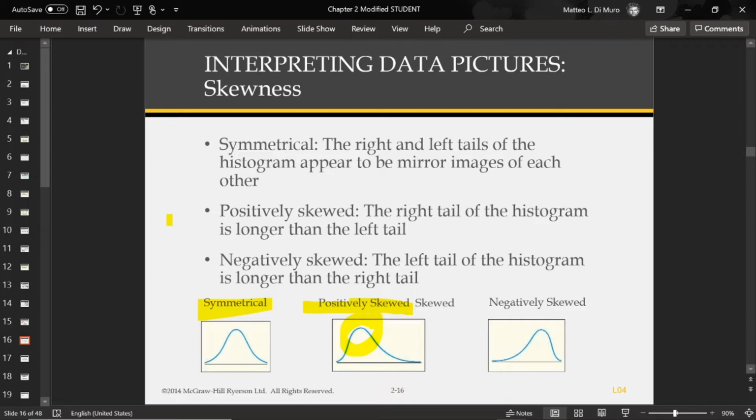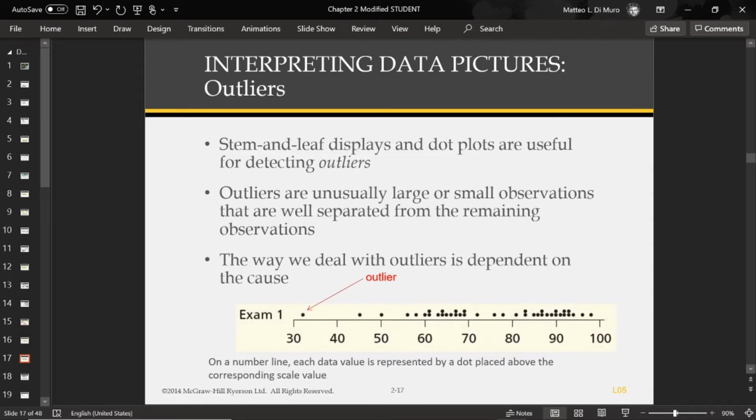What we talk about here when it's positively skewed is that the right tail of the histogram is longer than the left tail. So if you look over here, this is called the tail, and the right side of the tail is longer than the left-hand side. Sometimes this is called right skewed, and over here negatively skewed. Sometimes this is called left skewed because the tail is over here to the left. Okay? We actually do end up talking about that quite a bit later in the course.